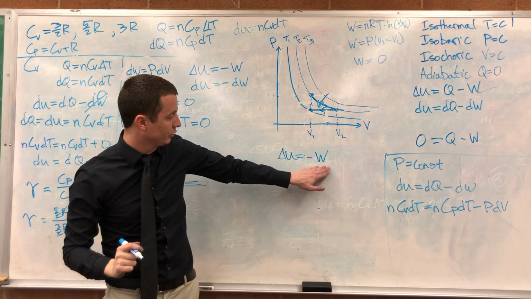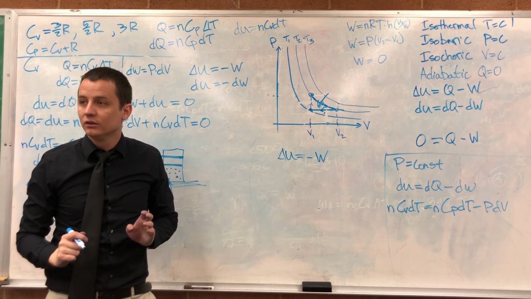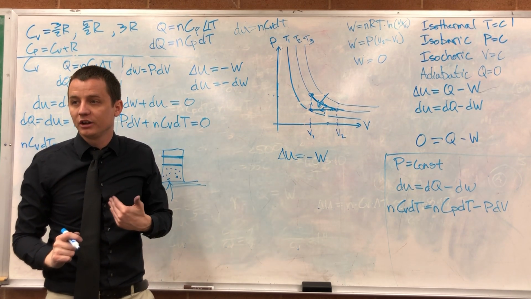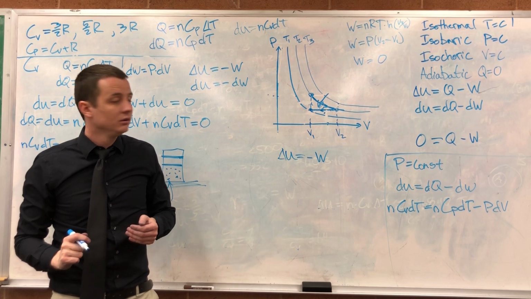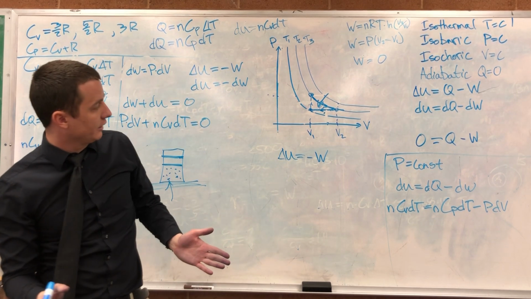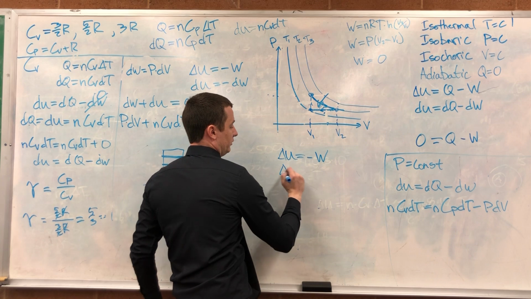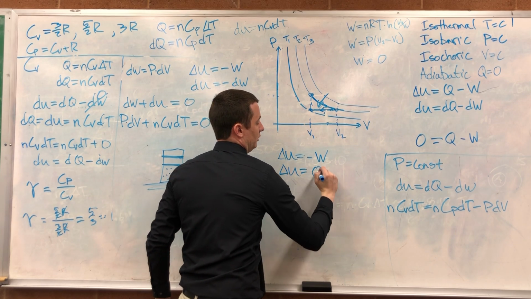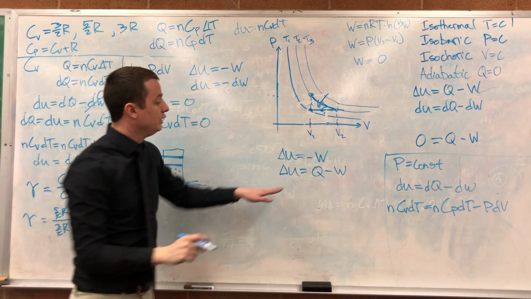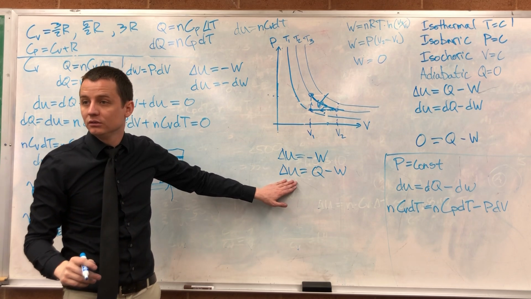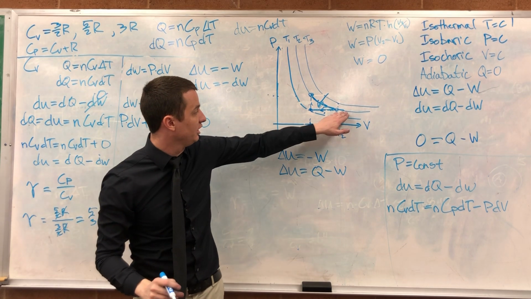Negative the work, but I'm also doing negative work, so positive change in energy. Since it's me doing the work, the system's not doing work. Where does the heat go? Well, that's what I'm saying. I'm not sure that there has to be any heat for this, because delta U equals Q minus W. We know that delta U goes up because the temperature went from T1 to T2.